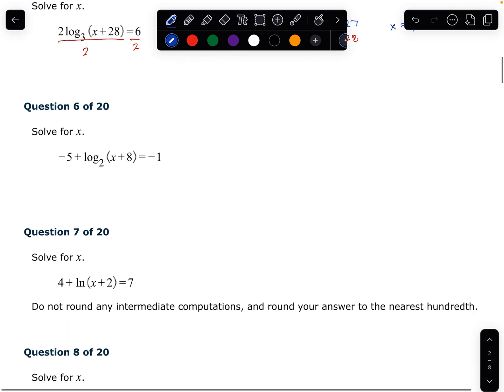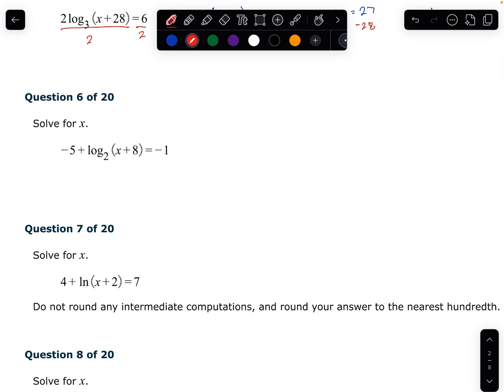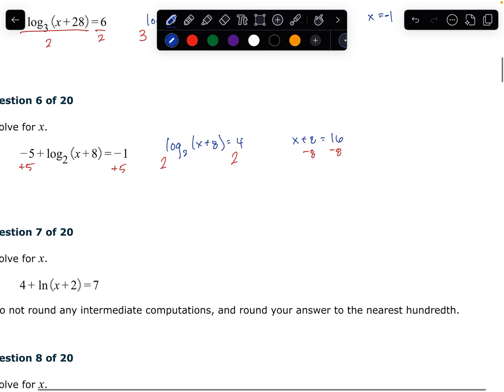All right, for question 6, I want to solve for x. I want to get rid of the log, but I'm first going to deal with this 5 right here. So I'm going to add 5 to both sides. Then that's going to give me log base 2 of x plus 8 equal to 4. Then we're going to exponentiate both sides, so we have x plus 8 equal to 16, because 2 to the 4th is 16. We subtract 8 from both sides, and we get x is equal to 8.